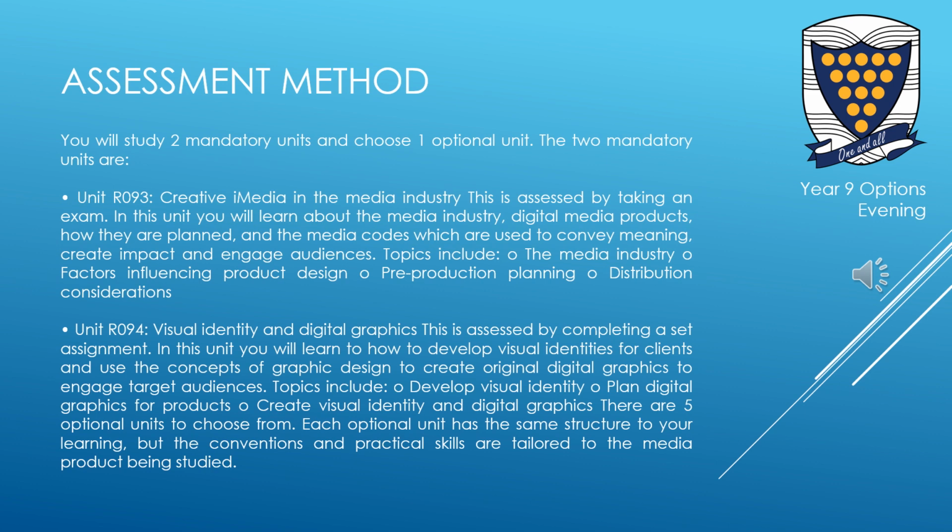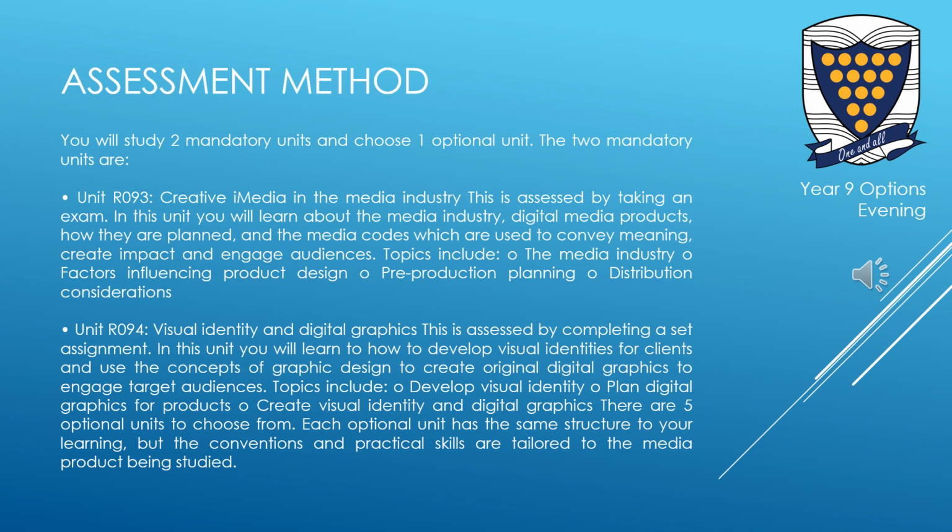Okay, your assessment method. Basically, over the 2 years, you will do 3 units of work, and you can see there the 2 mandatory ones. These are the ones that you have to do. You've got R093, and that's the exam unit. That's the exam unit that you'll be doing all the theory towards, and that will be taken in Year 11 in the May time. But we do start that at the very start of Year 10, because there are 3 big sections for that. So that's where you're going to do the main amount of writing. So that's R093, which is the revision unit for the exam.